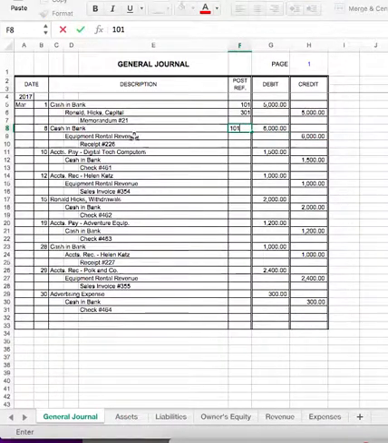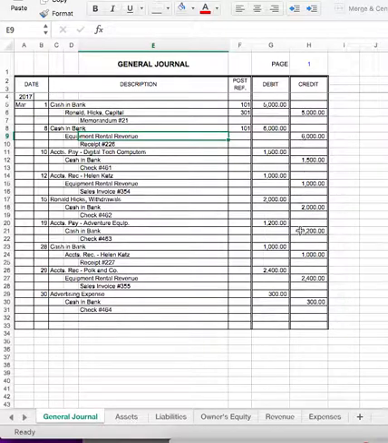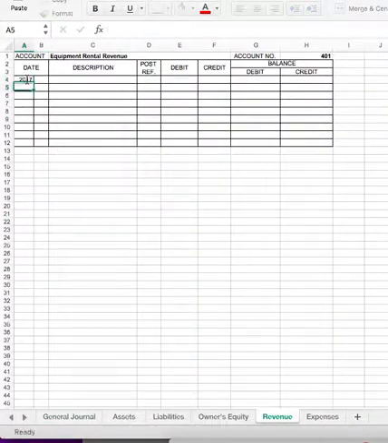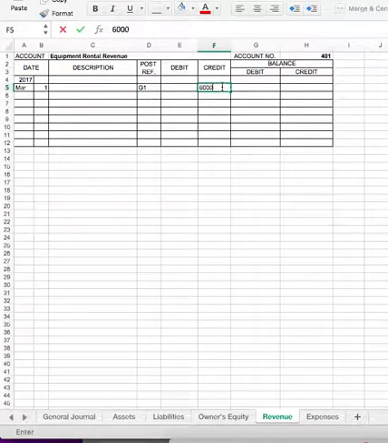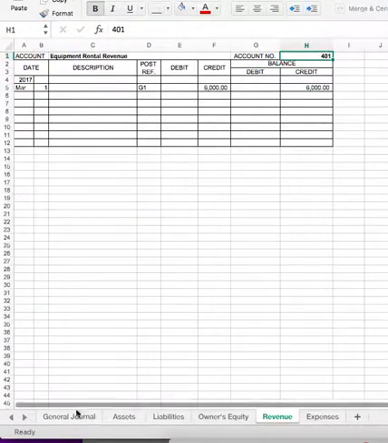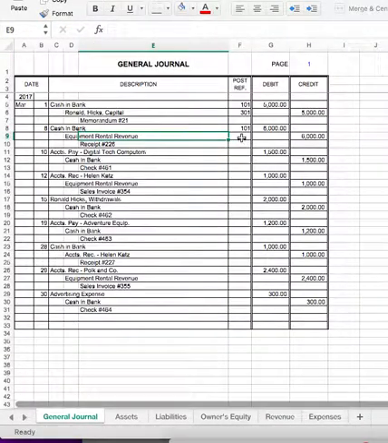All right. So now we have a credit to equipment revenue for 6,000. So we're going to go to revenue. 2017, March 1st, General Journal page 1, credit of 6,000. It's the first transaction, so that's our balance of 6,000. Okay, it was account 401. So you come back here, type 401.